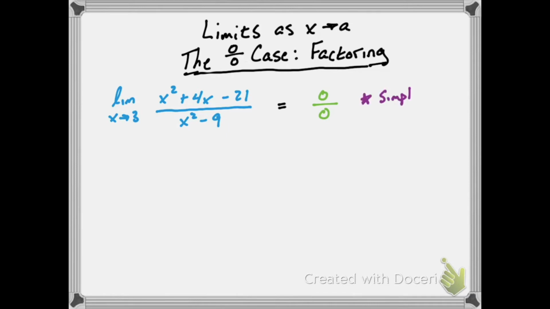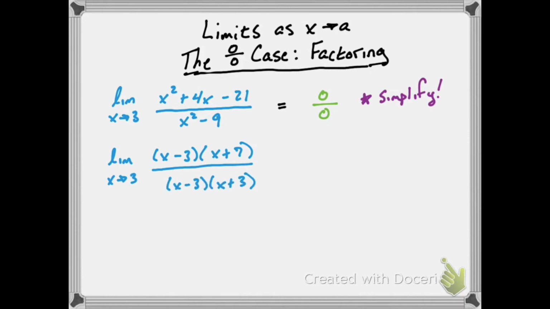When this happens, it indicates to us that we can simplify or rewrite this expression, so hopefully we'll be able to plug in 3. If we factor the numerator, it factors nicely into x minus 3 times x plus 7. Similarly, the denominator factors into x minus 3 times x plus 3. We can cancel out the x minus 3 factors, and that leaves us with the limit as x approaches 3 of x plus 7 over x plus 3.